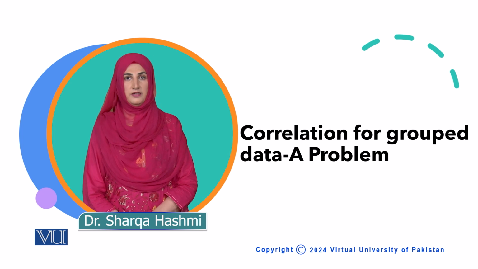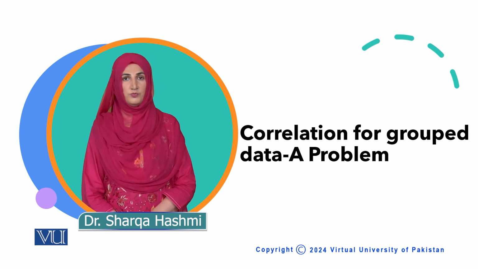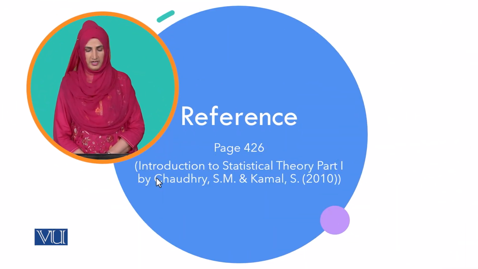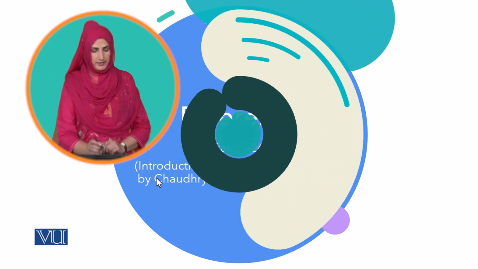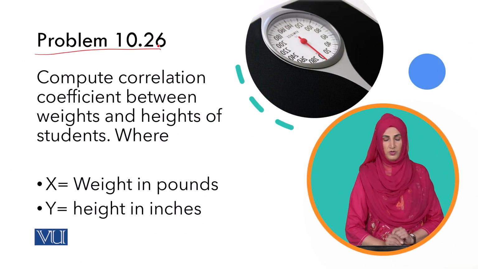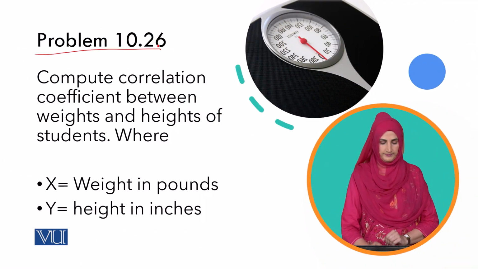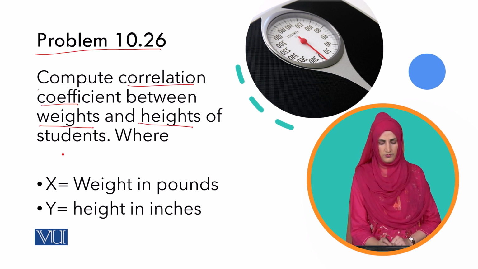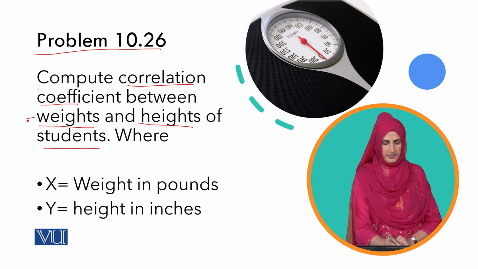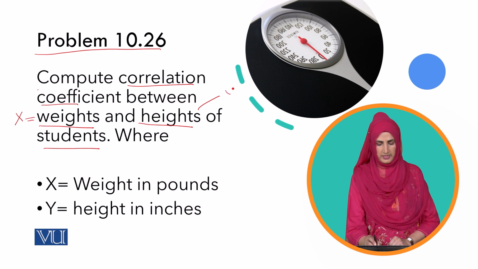Today we will discuss an example for the correlation in which group data is given. The reference book is consulted, page number 426, and problem 10.26 is taken. Compute the correlation coefficient between weights and heights of students. Weights and heights, so one variable is x, the other is y.